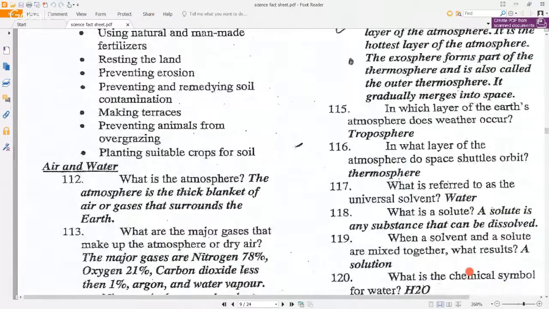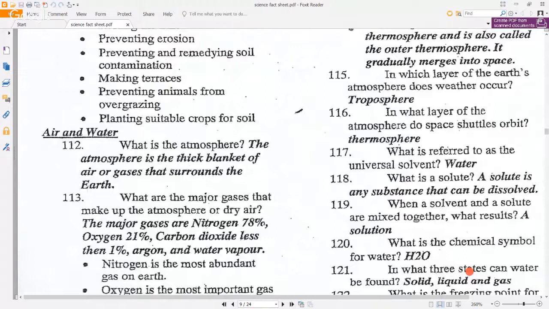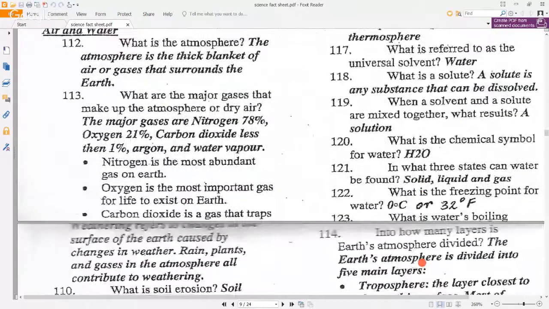So what is a solute? A solute is any substance that can be dissolved. Number 119. When a solvent and a solute are mixed together, what is the result? A solution. So what now is the chemical symbol for water? H2O.